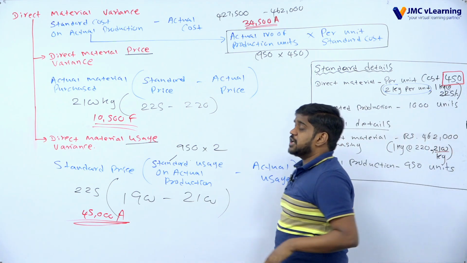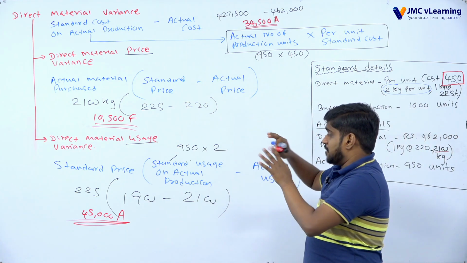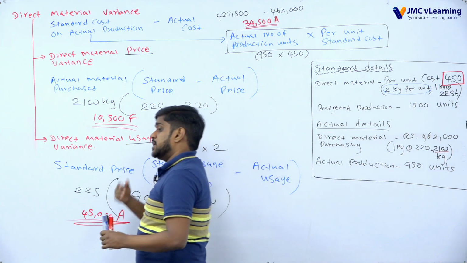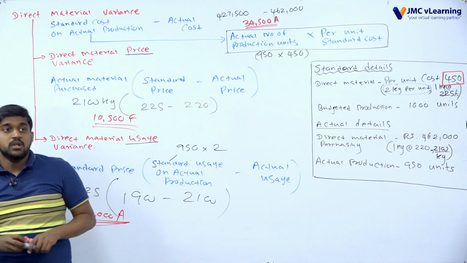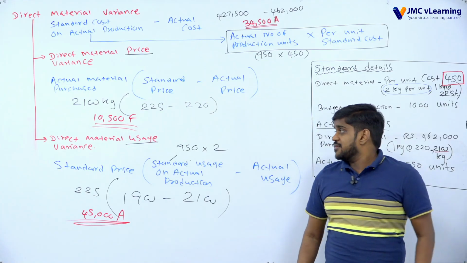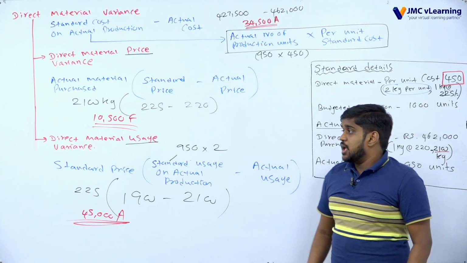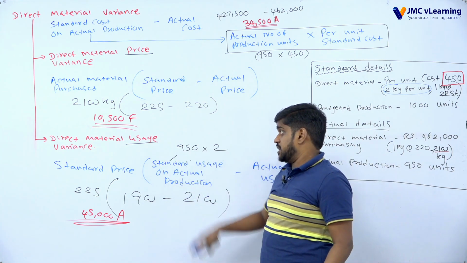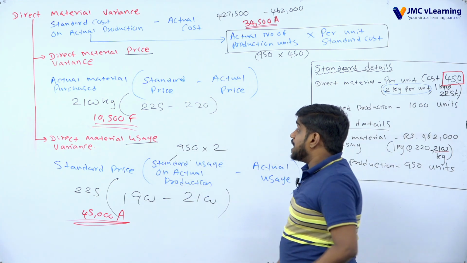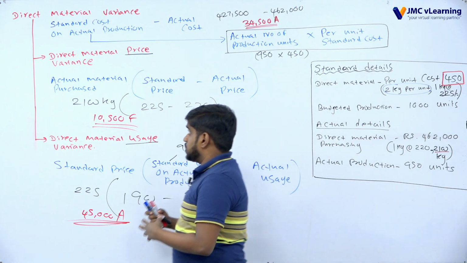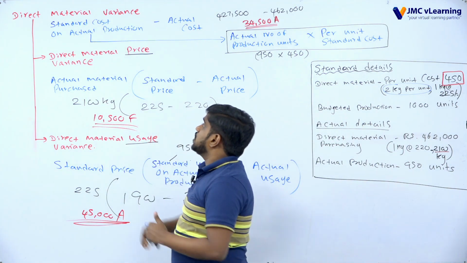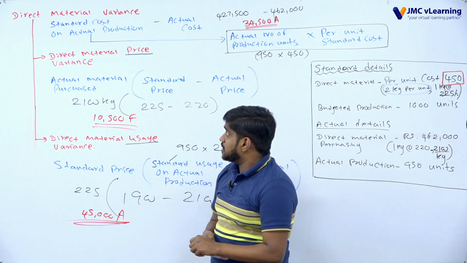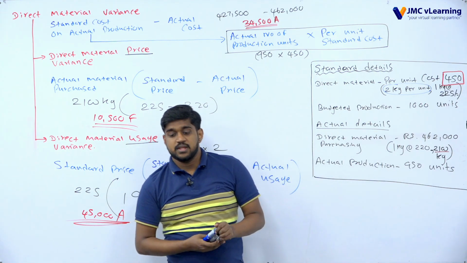Actually under your BL6 only these things we have to discuss. When we come to the direct material usage variance, we have another two sub variances called direct material mix variance and direct material efficiency variance. Under your BL6 we don't hope to discuss those two sub variances. These are what we have to discuss under the direct material variance.